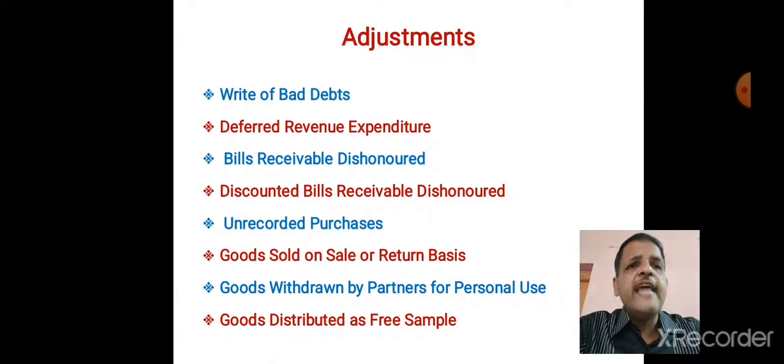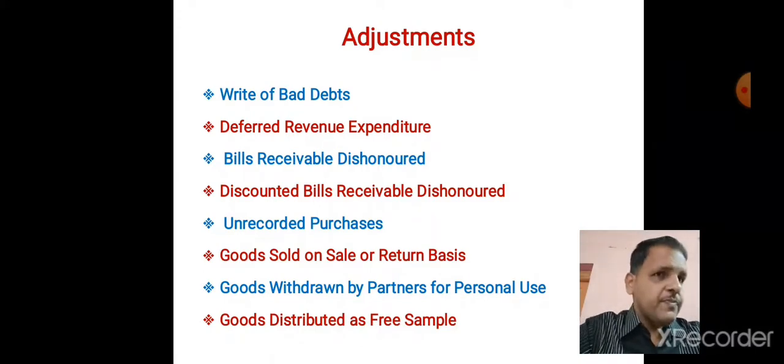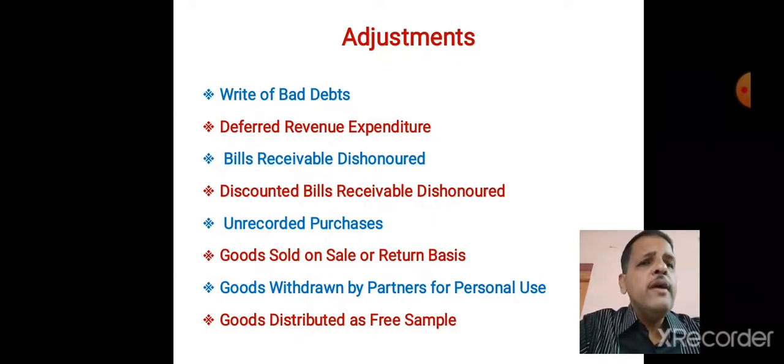Let us see the next adjustment, which is of unrecorded purchases. When there are unrecorded purchases, what do we have to do? We have to see which type of purchases they are. If they are credit purchases, what do we have to do? We have to add the amount of that purchase transaction to purchases on the trading account debit side and to sundry creditors on the liability side of the balance sheet.